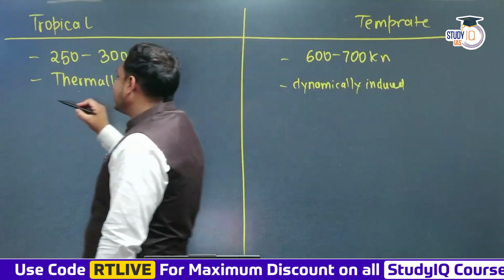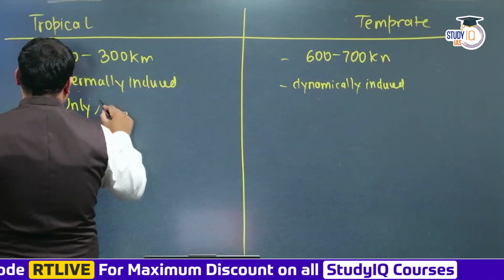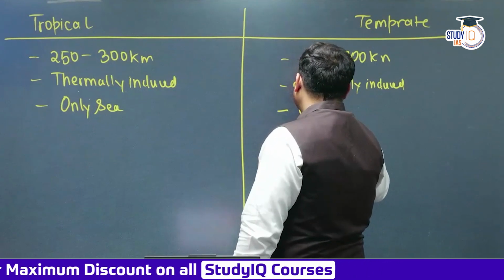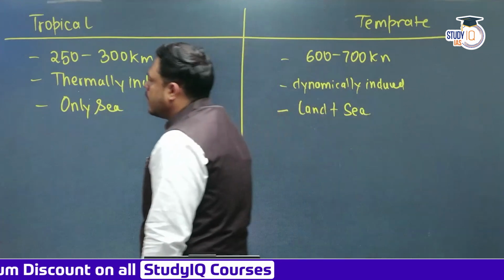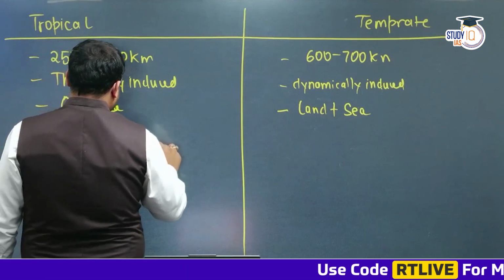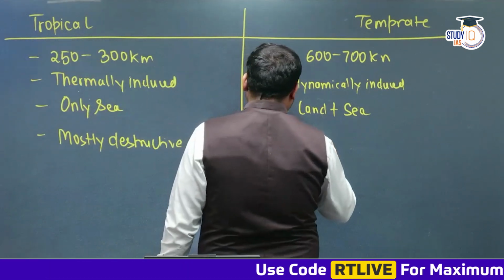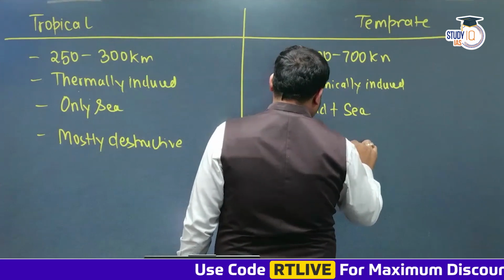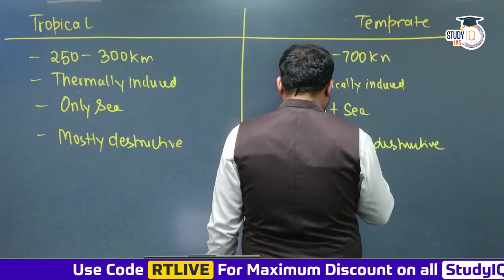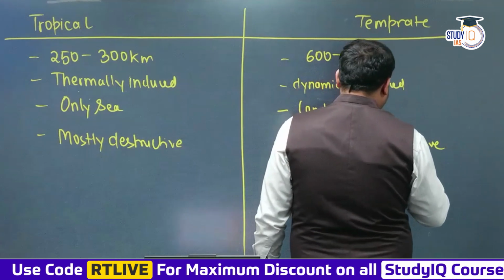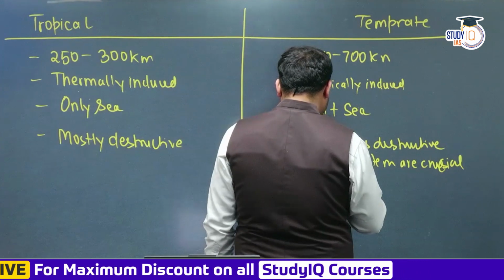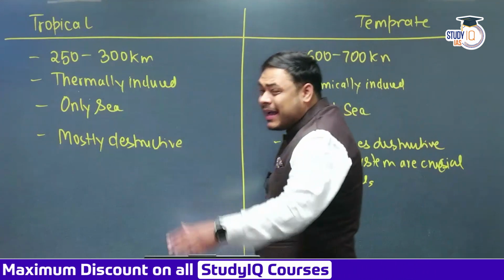My dear friends, tropical cyclones, they form only over sea. Temperate cyclones form over land as well as sea. Tropical cyclones are mostly destructive. Some temperate cyclones become destructive. But these systems are crucial for rainfall in the continental regions. Why?